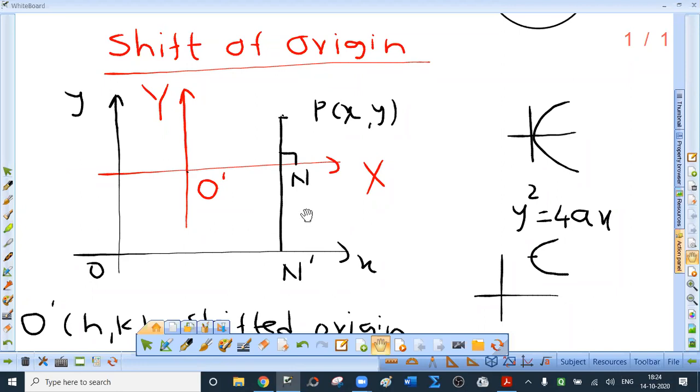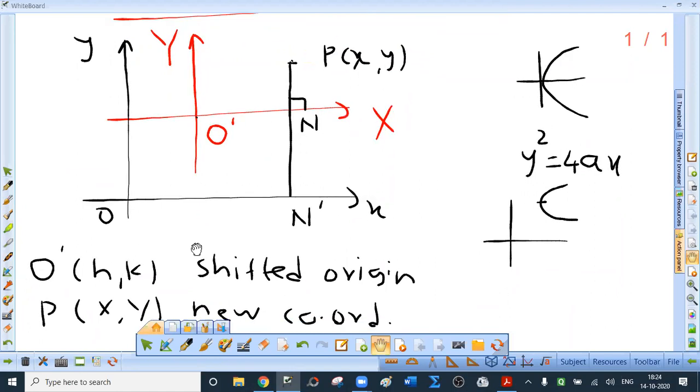Right? In short, we are interested in finding the relation between them. Suppose we take the new coordinates of the point P as (X, Y). That is, these are the coordinates with reference to the new x axis, capital X, and the new y axis. So we are interested in finding the relation between small x, that is the old coordinate, capital X, the new x coordinate, and h, the x coordinate of the shifted origin. Similarly, small y, capital Y, and small k.